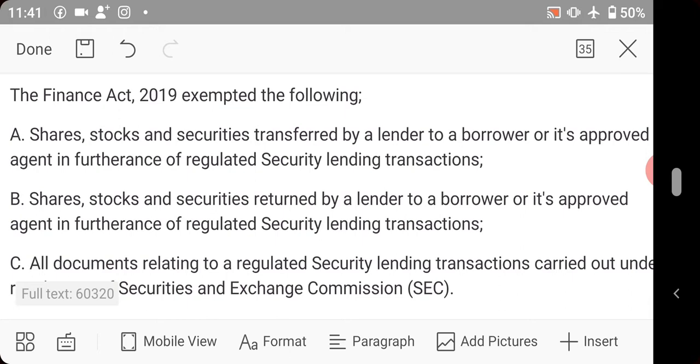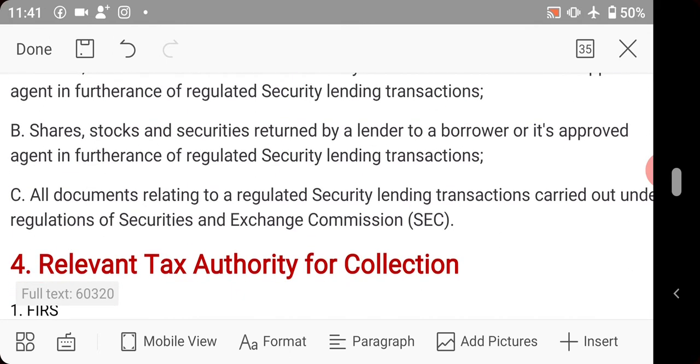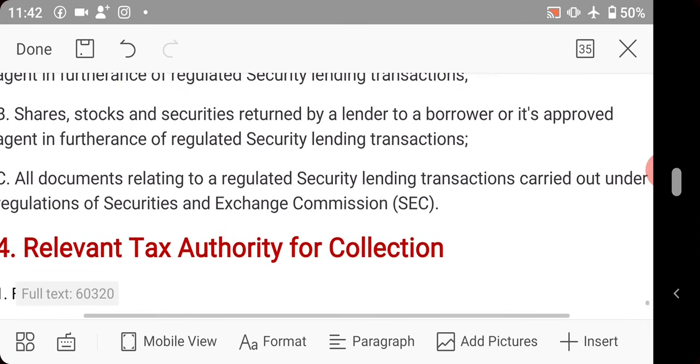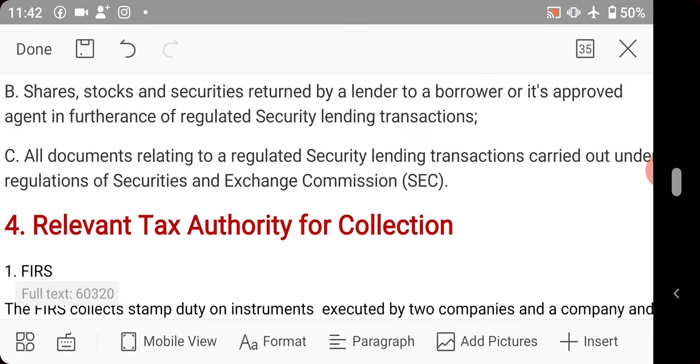Are you there? Now, shares, stock, and security returned by a borrower. So, if the borrower is returning such to the lender, it is also exempted. All documents relating to regulated security lending transactions carried out under regulations of Security and Exchange Commission are also exempted. So you must note this: the items that are exempted from Stamp Duty Act.